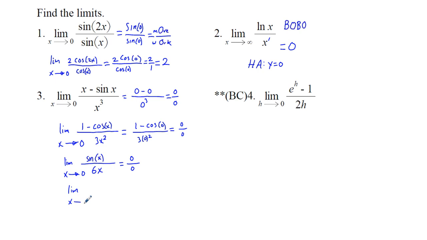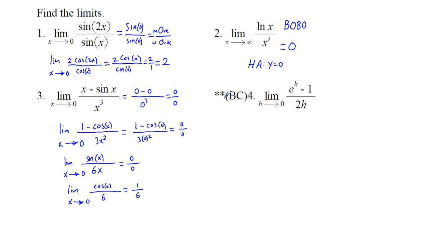Limit as x approaches 0, and the derivative of sine x is going to be cosine x. And the derivative of 6x is going to be 6. So if we plug in 0, we're going to get cosine of 0, which is 1, over 6. So that is our answer, 1/6.